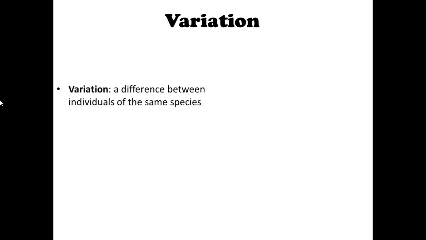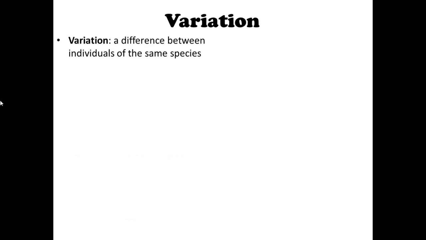Okay, so before we talk about natural selection, we're going to talk about variation. A variation is a difference between individuals of the same species.